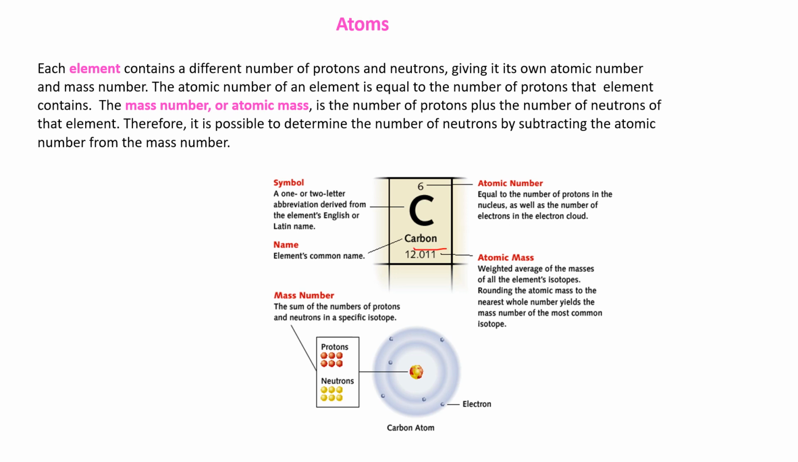And then you have the atomic mass. Well, what is the atomic mass? Well, it's the average of the isotopes. We haven't talked about isotopes, but basically what it's saying is that there is a variety of different carbons. You've heard of carbon-14 or carbon dating. It just means that the number of neutrons can change depending on the age of that carbon.